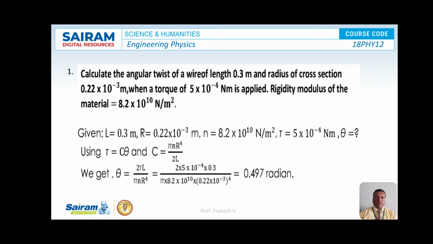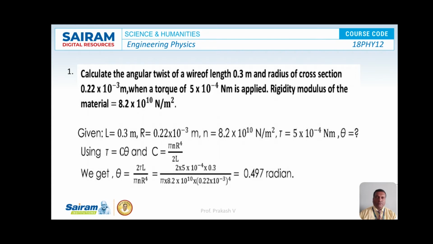So as per the problem, the given data is L is equal to 0.3 meter, r is equal to 0.22 into 10 to the power of minus 3 meter, and rigidity modulus n is equal to 8.2 into 10 to the power of 10 Newton per meter square, and torque T is equal to 5 into 10 to the power of minus 4 Newton meter. So here we have to calculate the angular twist theta.